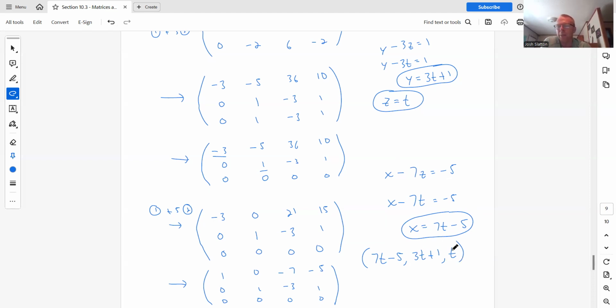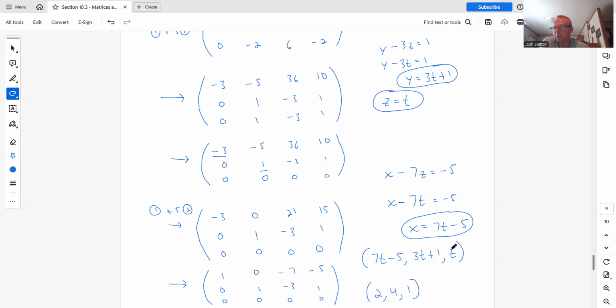So you could pick any number for t, plug it in for these two, and get numbers for x and y. And that ordered triple would be a solution. So for instance, if t is 1, then t is 1, that would be a 2, that would be a 4, and a 1. And this would be a solution for this system of equations.